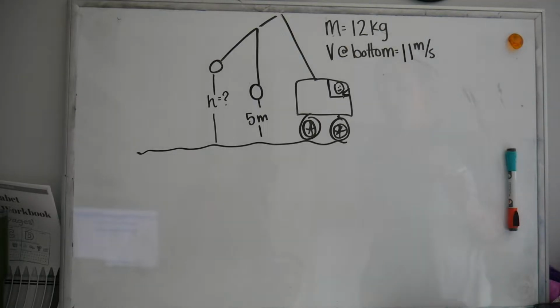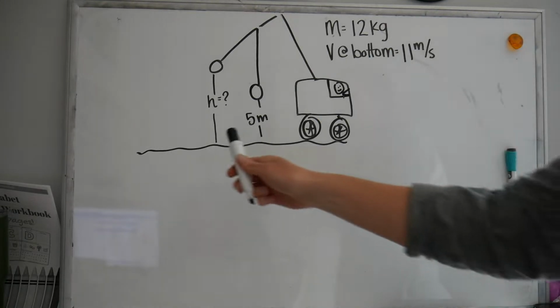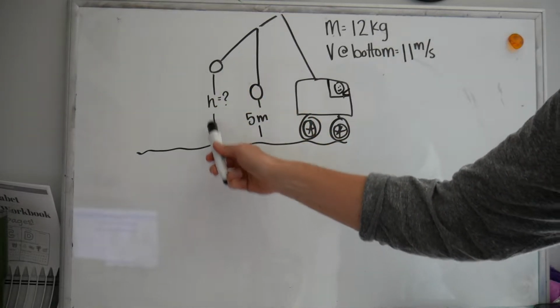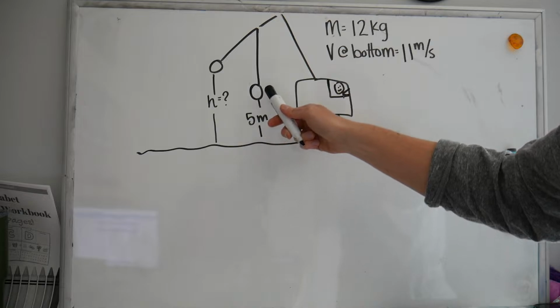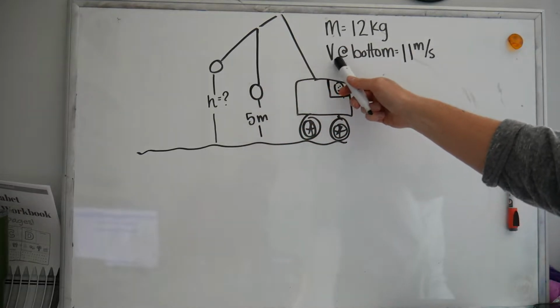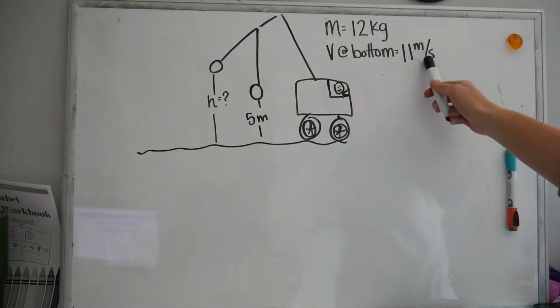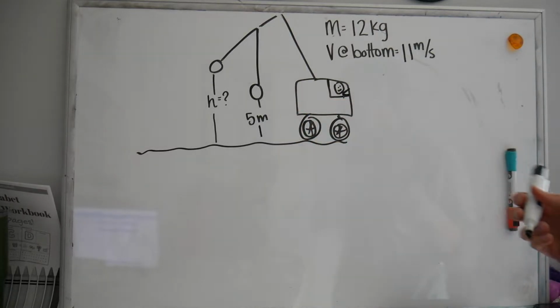Alright guys, this is one of the problems that I have had a lot of people ask questions about. It's the wrecking ball problem, and it's asking you from how high above the ground they need to drop it for it to satisfy these conditions of it being 5 meters above the ground and traveling at 11 meters per second at the bottom of its swing.